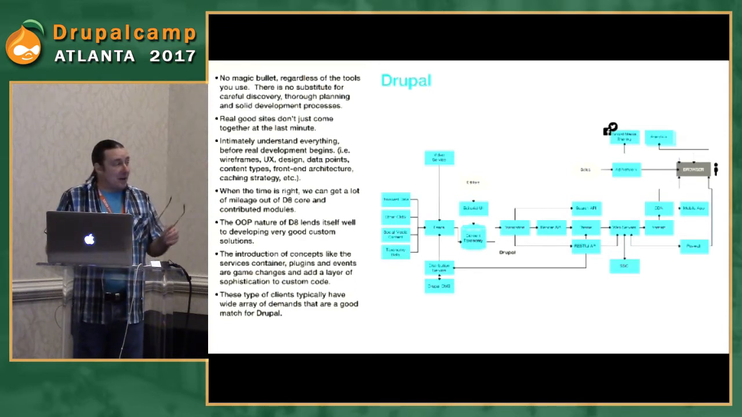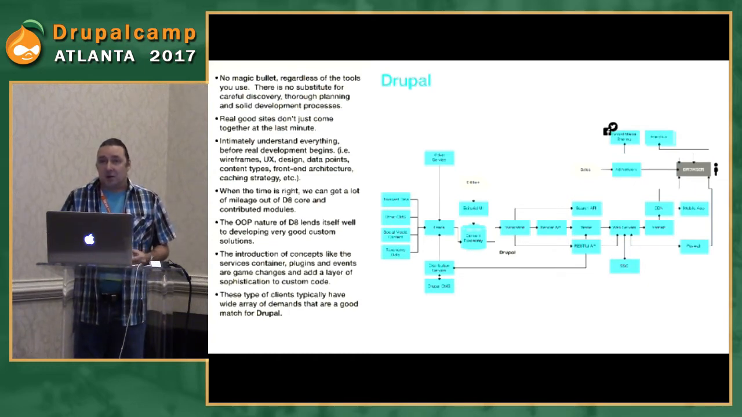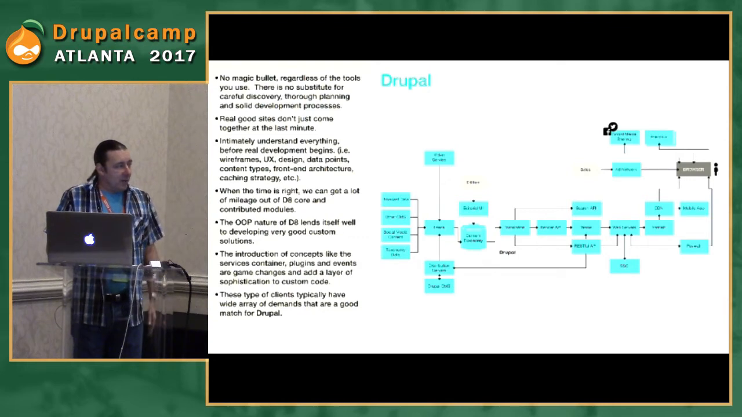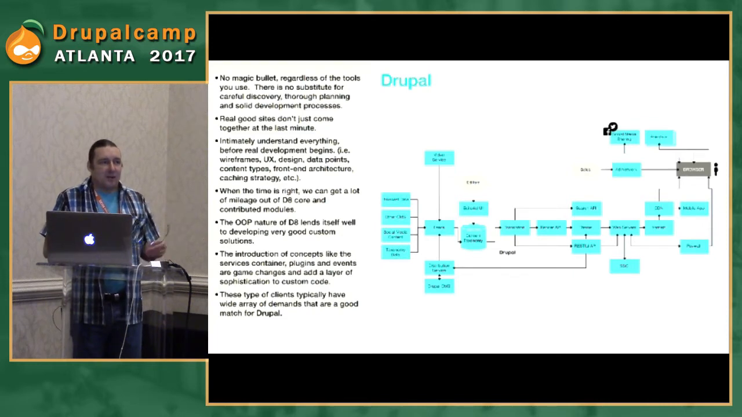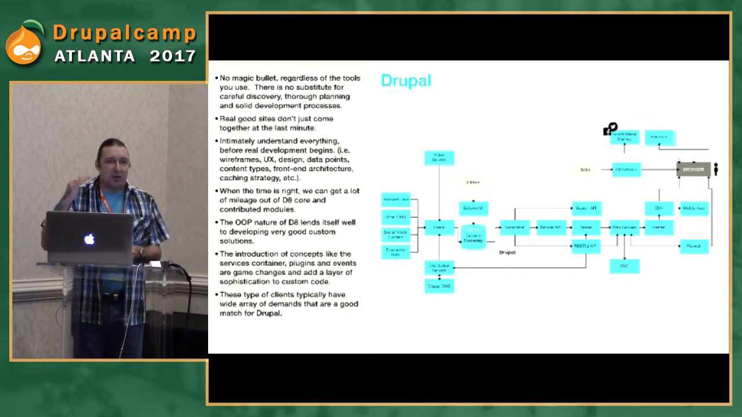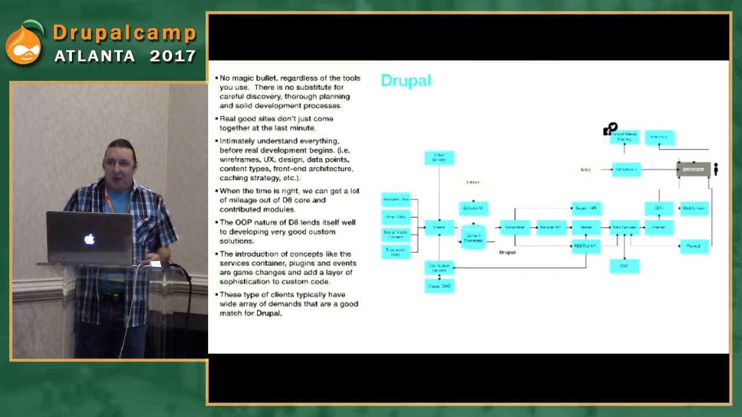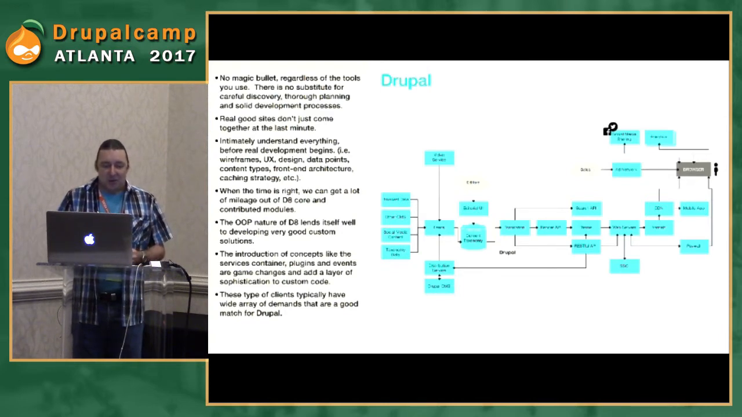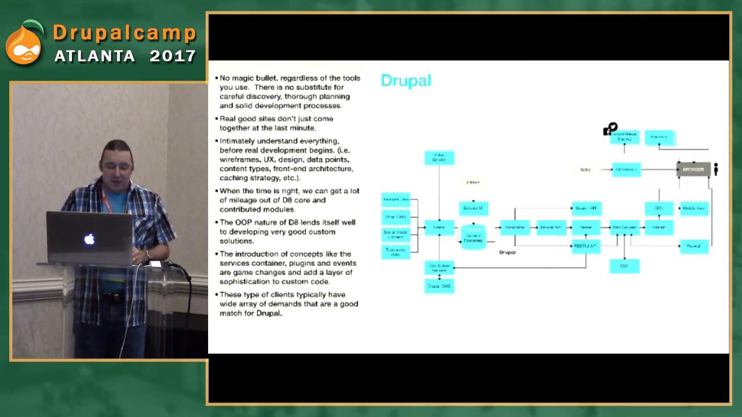So when the time is right, we know we can get a lot of mileage out of Drupal core and contributed modules, and with Drupal 8, I think it's even greater than it was before, just because of the object-oriented nature of Drupal. It makes it really easy to extend and add functionality to all that. Plus, it gives us the opportunity to write some really tight code. I mean, you could still have the option of going and writing 600 lines of crappy code in a hook somewhere, but you don't have to do that. I mean, you can write some really good stuff with the object-oriented nature of Drupal 8.